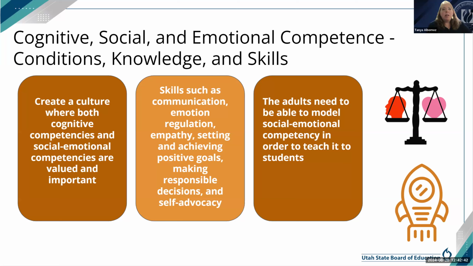So skills such as communication, emotion regulation, empathy, setting and achieving positive goals, making responsible decisions, and self-advocacy all play into that cognitive and social emotional competency. And the adults need to be able to model those competencies in order to teach it to students.